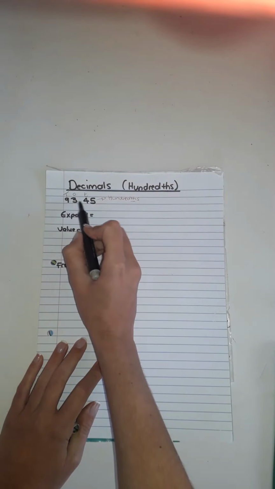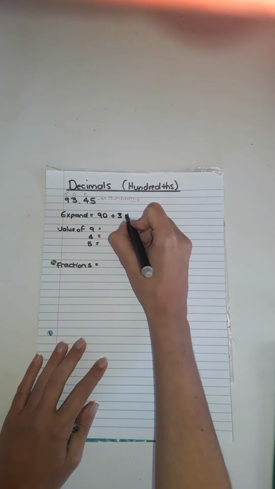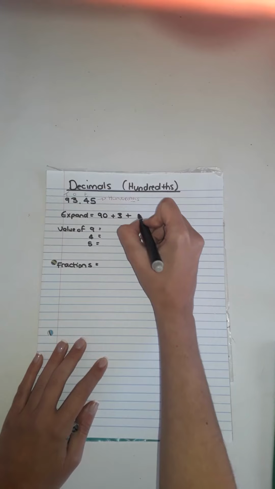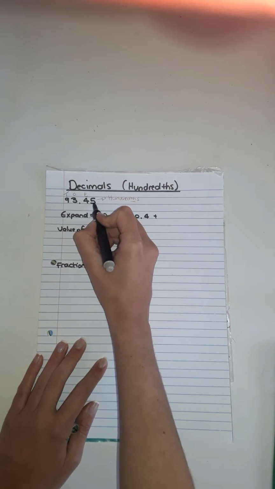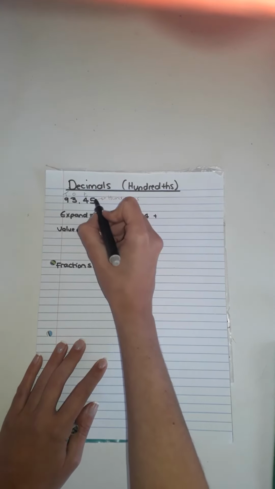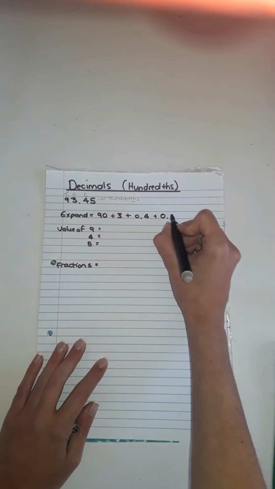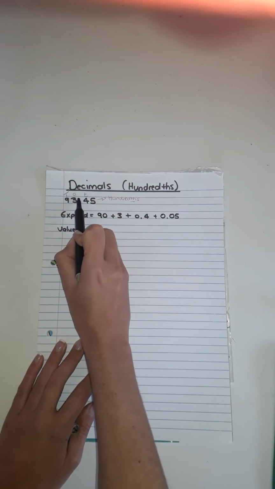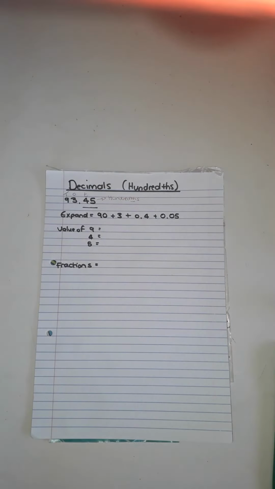Right, to expand 93.45, I have 9 tens plus 3 ones plus 4 tenths. Remember, I can't just write my 4 because then we'd get confused. We'd think it's in the ones column. So I have to say 0.4, nothing in the ones, and 4 tenths, plus, now I have the hundredths column here. So if I wrote just a 5, we'd get confused. We'd think it was 5 ones, but it's not. So I say 0.05. Right, so with all the numbers to the right of the decimal on this side, the zeros are very, very important. They help us to understand better which place each of those digits is in.